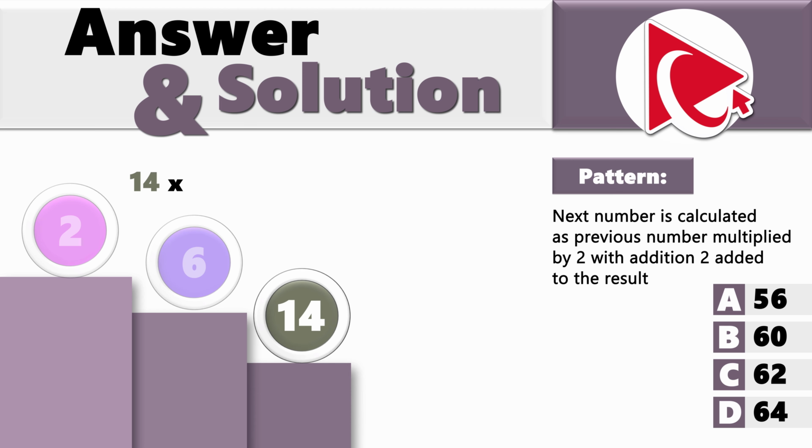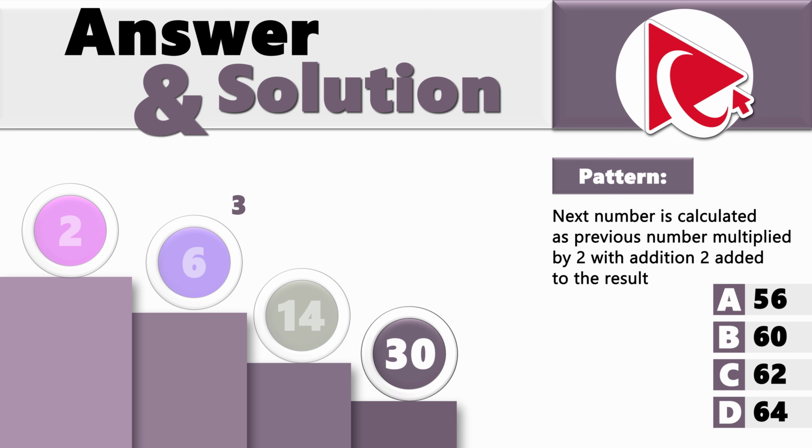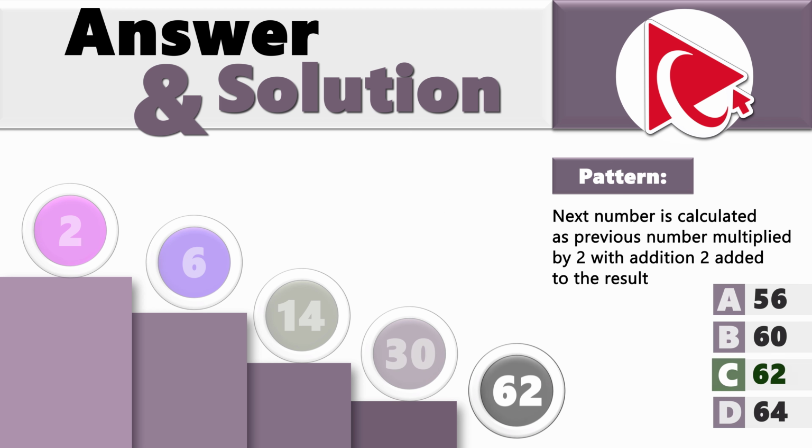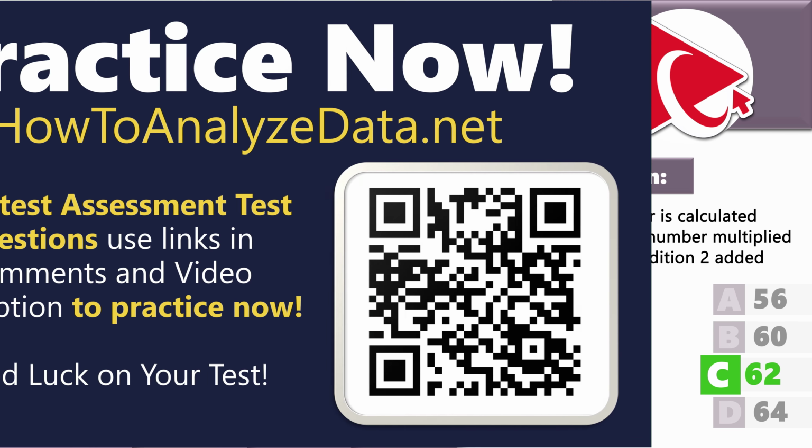As we continue, 14 multiplied by 2 plus 2 equals 28 plus 2 and equals 30. To calculate the missing value, you need to multiply 30 by 2 and add 2, which would equal 60 plus 2 and equals 62. So the correct answer here is choice C, 62.